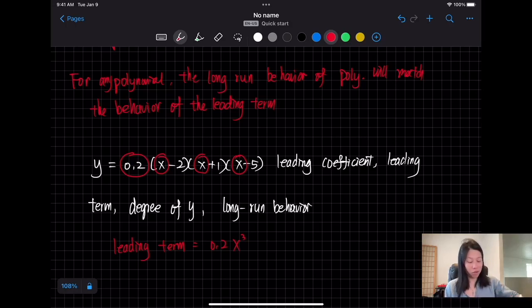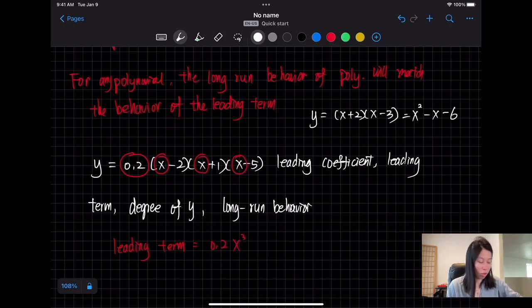If it's still confusing, think about y equals (x + 2)(x − 3). This is FOIL, and after you FOIL, you will have x squared minus x minus 6, right? So the leading term is x squared. Why is that? Because you will have x multiplied by x, which gives you the most x. So when we're considering the leading term, we don't care about what happened in between. That means we don't care about the negative x and minus 6, the non-leading terms.